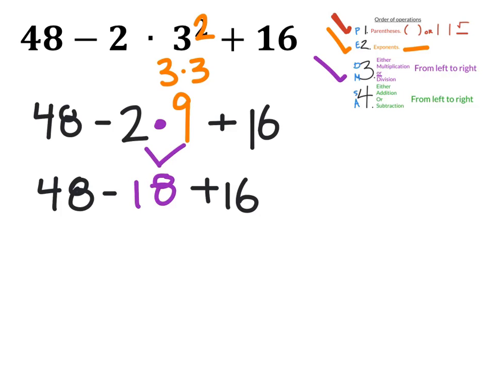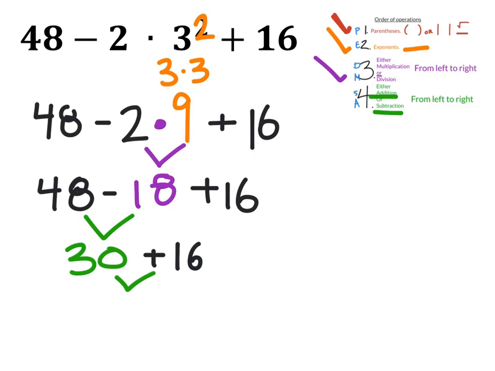So on this next problem, I have subtraction and addition, but the subtraction comes first on the left, which is 48 minus 18. That would give us 30, and now I've got the plus 16. Now that checks off the subtraction, but I've got to go to the addition as well. And that would be 30 plus 16, which is 46. So the answer to this one is 46.